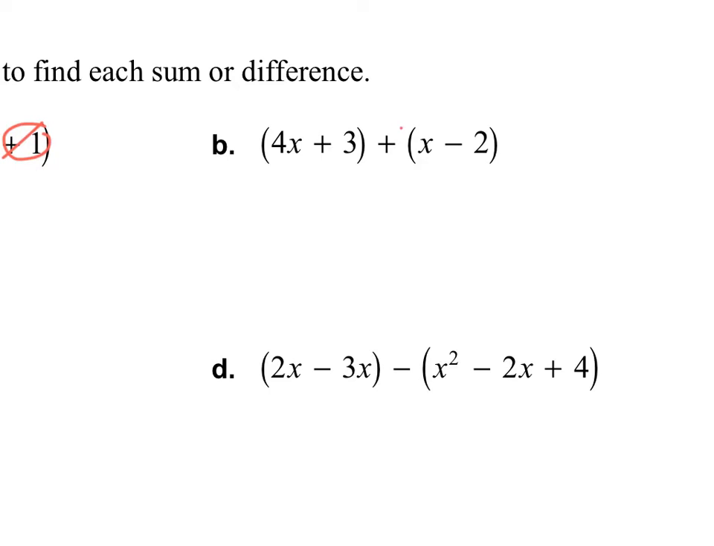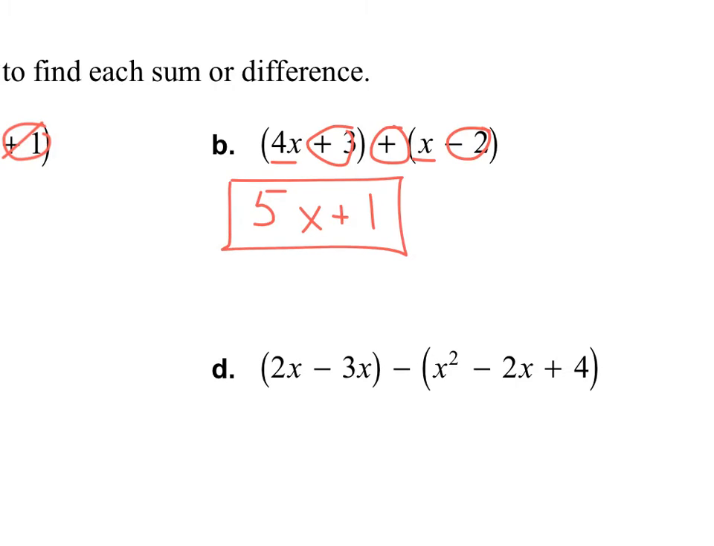Okay, so I see I have a plus sign in the middle, so I know I'm adding. Highest exponent's just the regular x's, so 4x and x makes 5x. And then we have our plus 3 and our minus 2. So plus 3 minus 2 is going to just be plus 1 for my final answer.